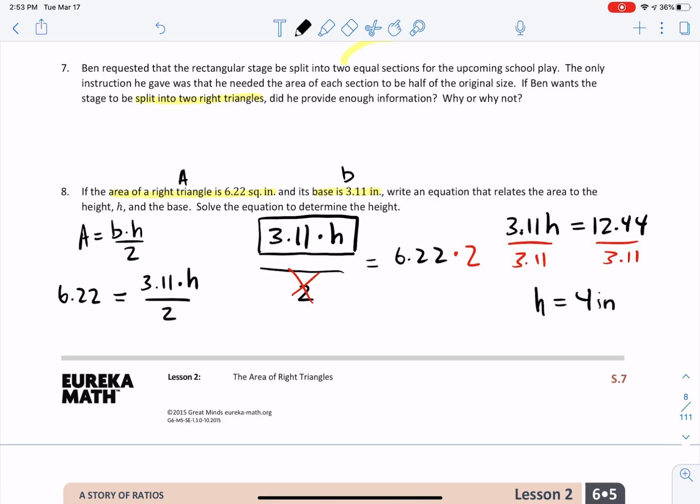Since we're talking about inches, the height is 4 inches. Notice I'm not putting 4 inches squared, I'm putting just 4 inches because this is the height. Only the area is in square inches, as you can see represented right there. And then the base is actually just inches.